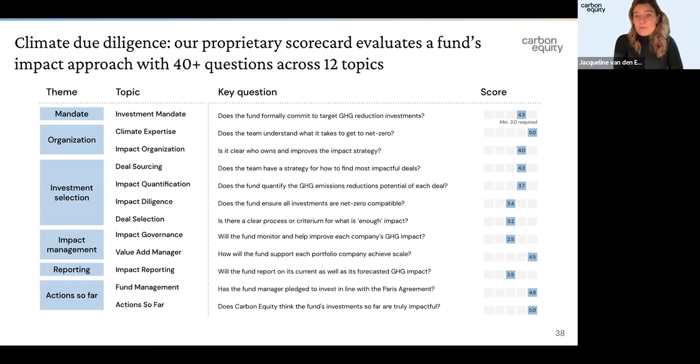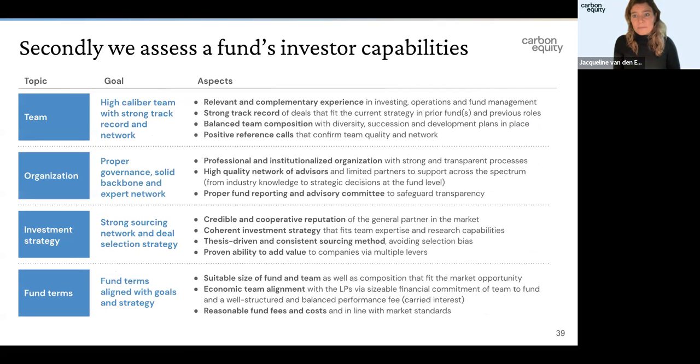But not only what is on paper, but also what are your actual real life decisions? So we will look at a portfolio and have a look at what investment decisions they have made to date and how do they match up to that impact mandate that they had on paper. Once we feel confident and we are uncompromising in terms of our climate impact diligence, so a fund needs to achieve a score of 3 out of 5 for them to continue in the process of our diligence. So we never take shortcuts here.